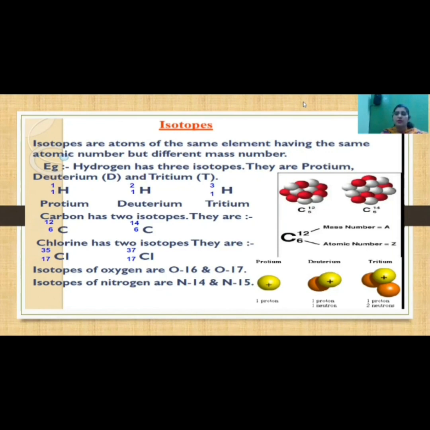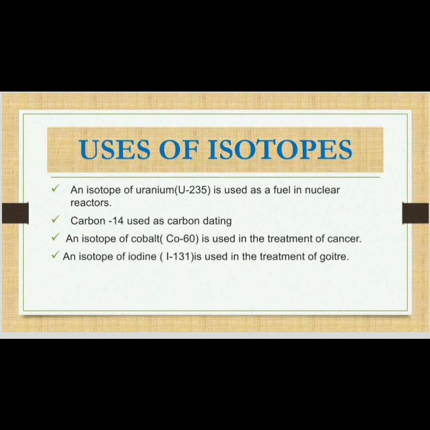Right. Now we are going to discuss uses of isotopes. An isotope of uranium-235 is used as a fuel in nuclear reactors. Carbon-14 isotope is used for carbon dating. An isotope of cobalt-60 is used for the treatment of cancer. An isotope of iodine-131 is used for the treatment of goiter.